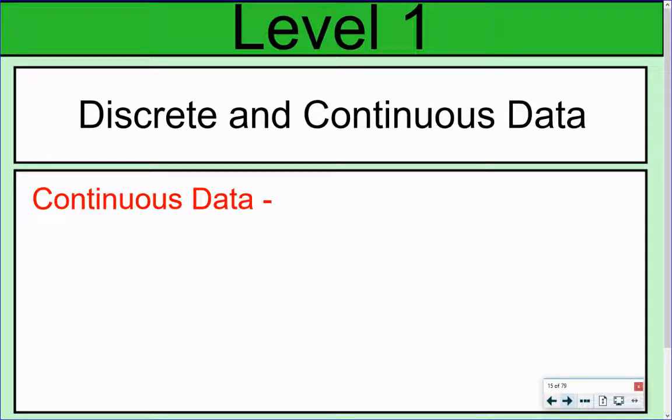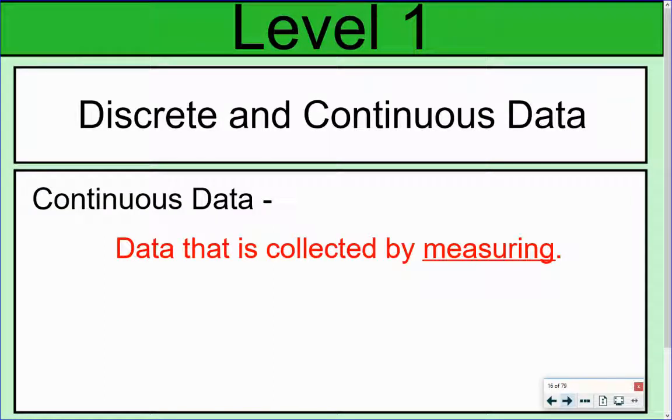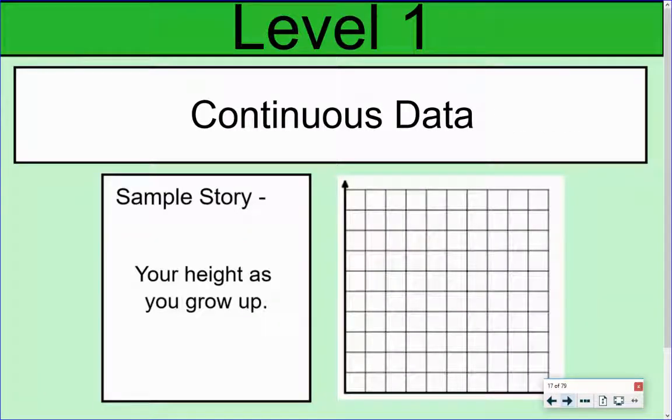Continuous data is the type of data that you measure. Okay, I measure how tall I am. I measure my age. I measure how long my hair is. I measure a lot of things. Okay, here is one that we can measure: our height as we grow up. So these are like the years where you're growing, and over here on the y side is your height.